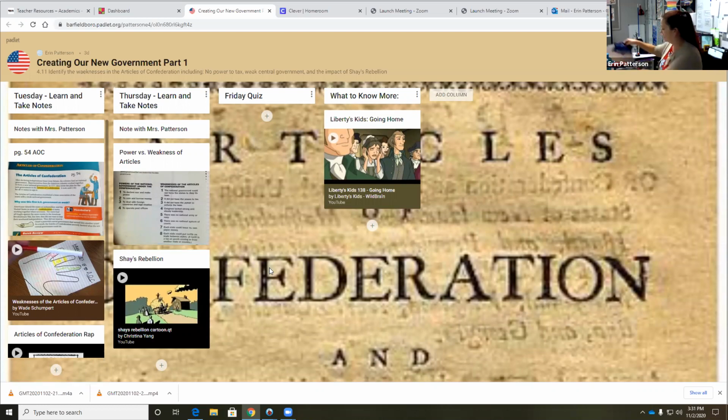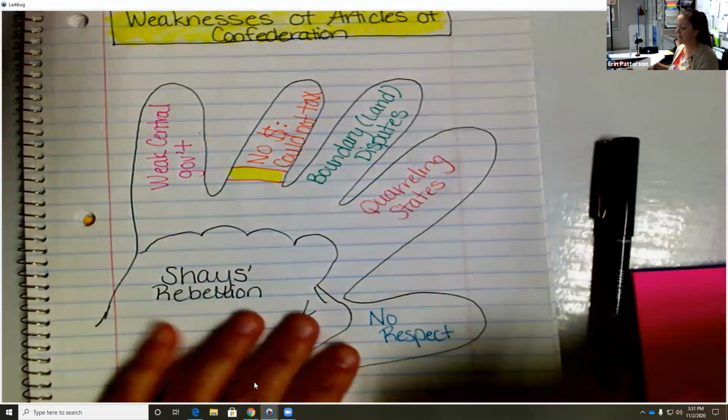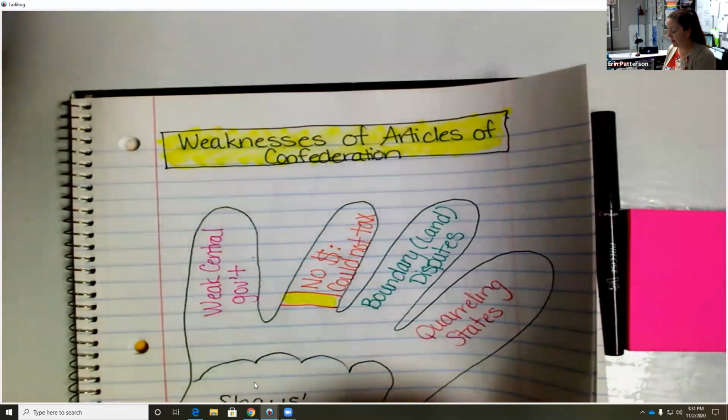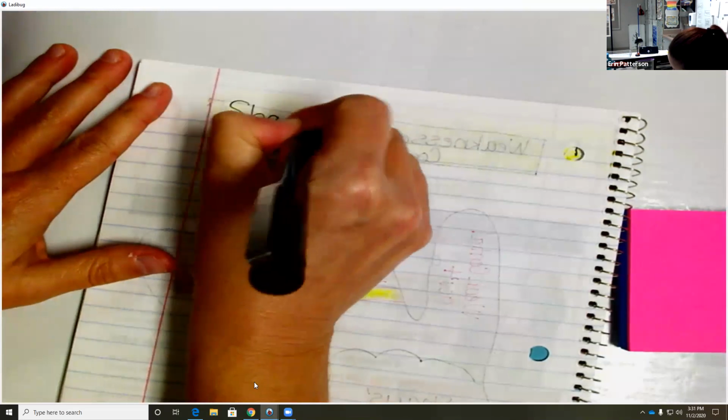And if you will look in your workbook, we are going to cut out page 56. So go ahead and flip to the next page, and we're going to put Shays' Rebellion at the top. That's the next big event.